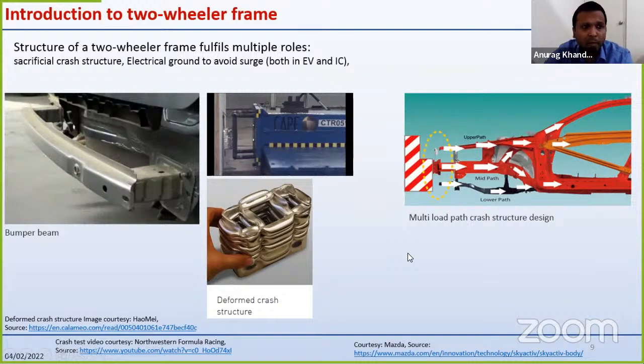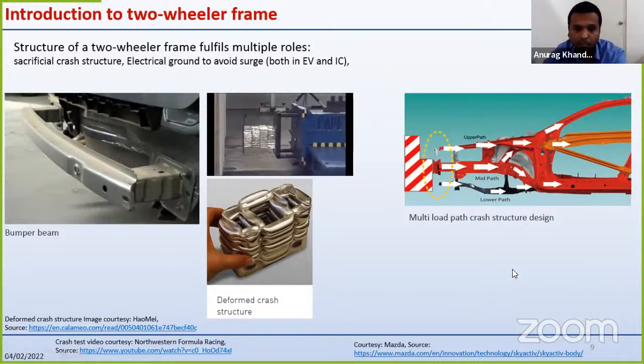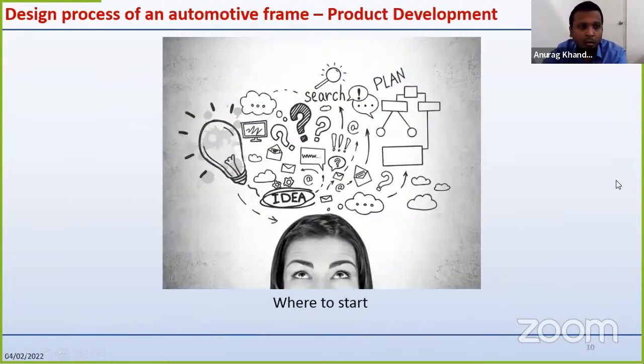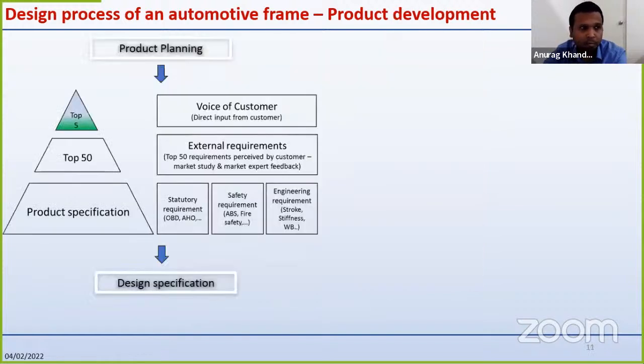Apart from the crash structure, the frame is also used as an electrical ground to avoid surge, mostly in both EV and IC engines. Now these are the ways the frame can be used, but how do we start a design? How does it cater to the customer requirement and how does it get aligned to the business plan of the company? I'll go through that briefly.